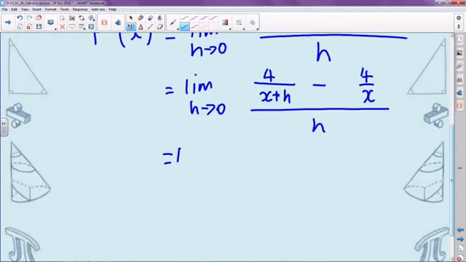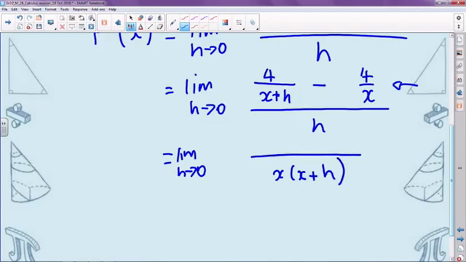All right, so once again, take your limit along with you. So it's the limit as h tends to 0. In the numerator, you can now find an LCD and add your like terms. My LCD will be x times x plus h. I then multiply the 4 in the numerator of the first term by x minus, I multiply the 4 in the numerator of the second term by x plus h.